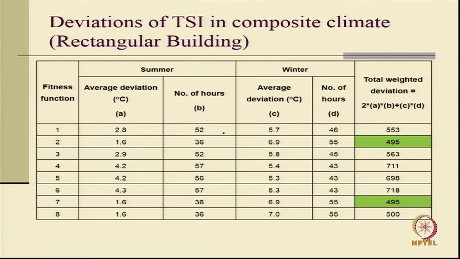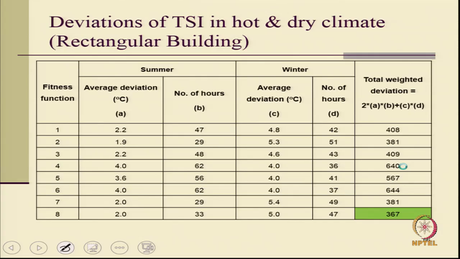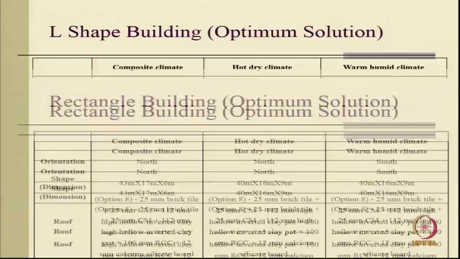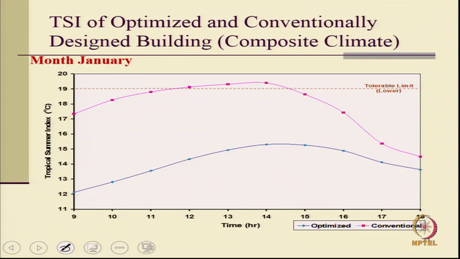You can find out the average deviation, the number of hours, etc., and find the best selection. You can even use a weighted function. For example, the deviation is 28 for 52 hours, 1.6 for 36 hours, and so on. So, you can find this deviation and select the one that gives the best value, based on least deviation. The same procedure follows for all kinds of buildings, and you can then find the optimized building and the conventional building.